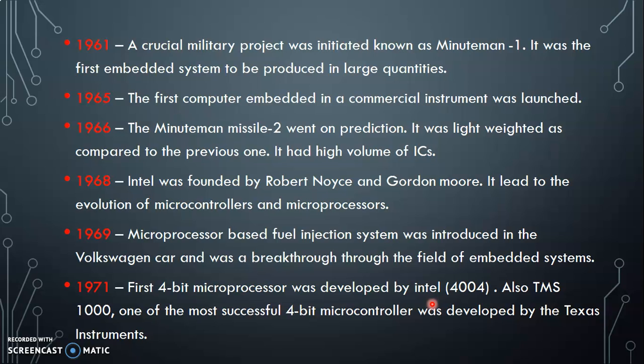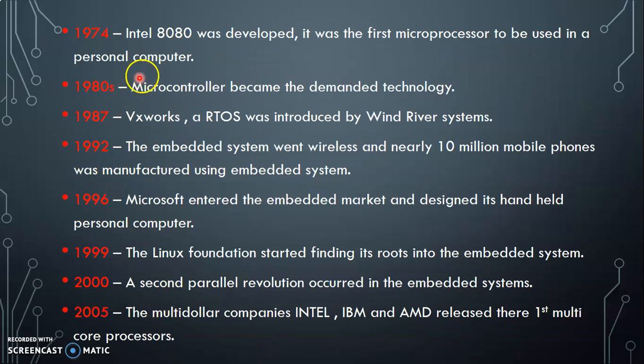We have actually seen it before also when Sir discussed the evolution of microprocessors. And in that same year, TMS 1000 was introduced, which is one of the most successful 4-bit microcontrollers, developed by Texas Instruments. In 1974, Intel 8080 was developed and it was the first microprocessor to be used in a PC. In the 1980s, microcontrollers became the demanded technology. In 1987, VxWorks, a real-time operating system, was introduced by Wind River Systems.